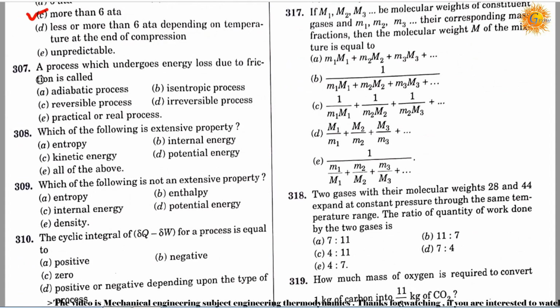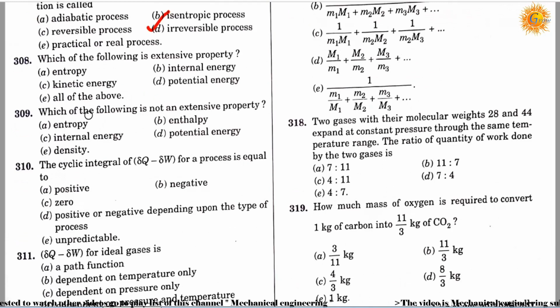Question number 307. A process which undergoes energy loss due to friction is called option A, adiabatic process, option B, isentropic process, option C, reversible process, option D, irreversible process, option E, practical or real process. So the correct answer is D, it will be irreversible process.